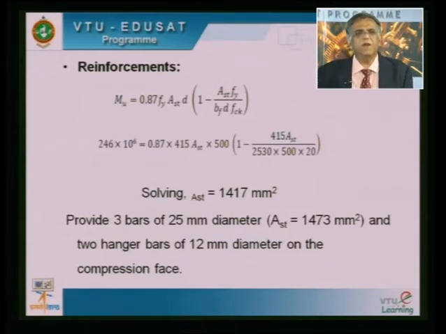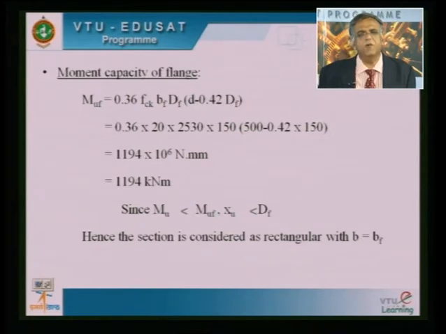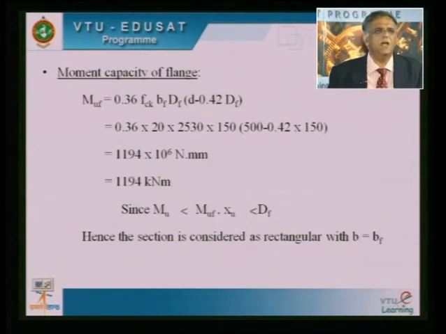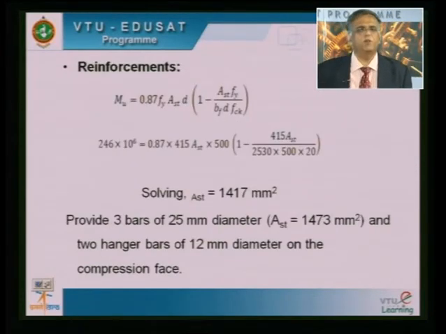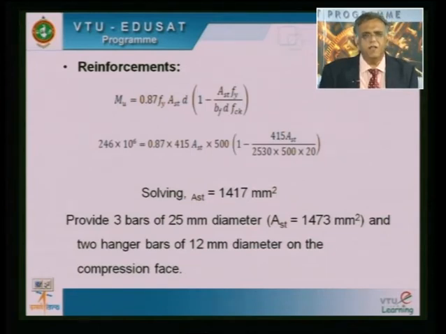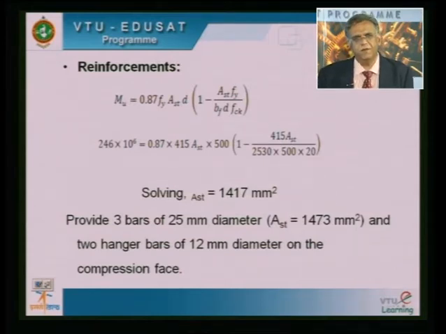Once you get this, the next step is to find out the reinforcements. Equate that to MU limb, the earlier value we got, and then find out the value of D as usual. No speciality in that. Later on, you can find out the value of the reinforcements using the equation given in the code, but the only change here is that instead of B, you are going to use BF. Same equation, since it is an under-reinforced section, the same equation I used earlier. It is given in annexure G, so using that equation and solving, we get the value of AST. A very simple quadratic equation. Solving this, you are going to get the value of AST that comes to 1417 mm².